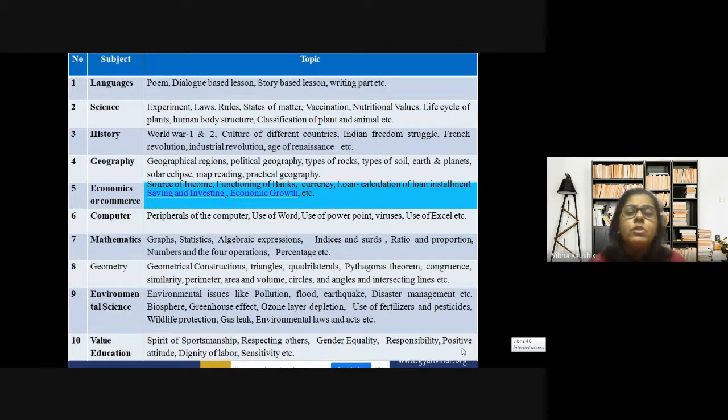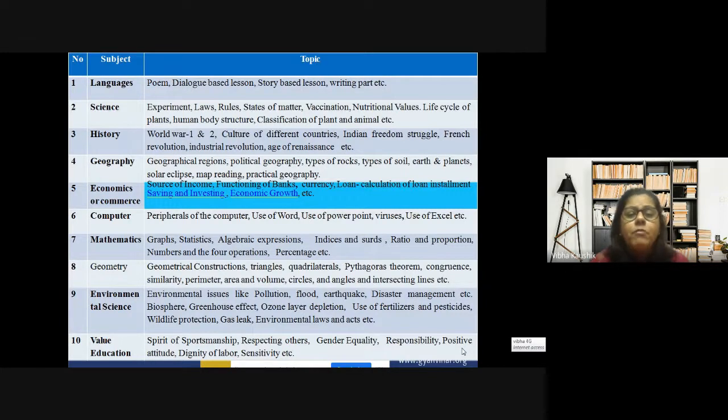Geography: geographical regions, political geography, types of rocks, types of soil, earth and planet, solar eclipse, map reading, practical geography, etc. Economics or commerce: what are the different sources of income when we are talking in the field of commerce, functioning of a bank, what are the different functions of a bank, currency, loan, calculation of loan installment, how to calculate the loan and how much installments will be paid, savings and investing, economic growth, etc.